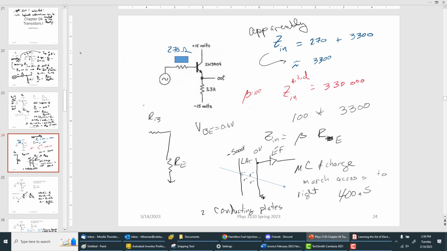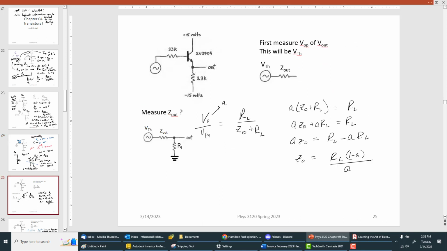This is work I did on my master's thesis, but there's other examples. Okay, the next step is that we want to measure now the Z out. This one is the one that's a bit harder. So first of all, we measure V out, unloaded V out. Typical, this is a standard decomposition.